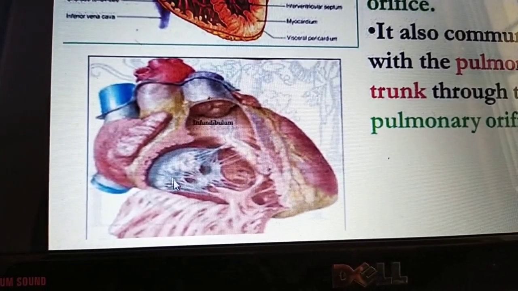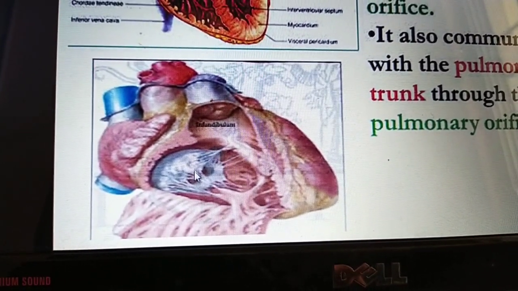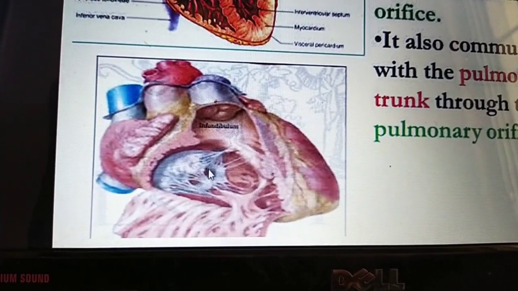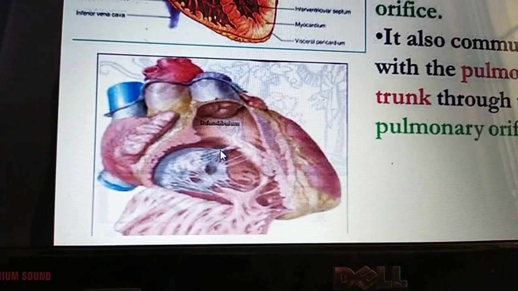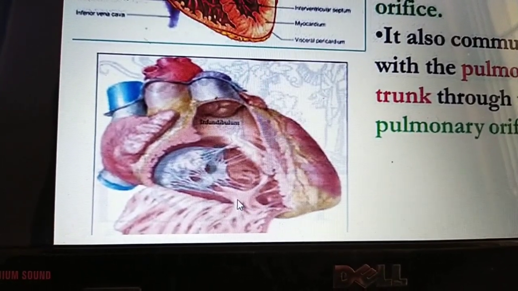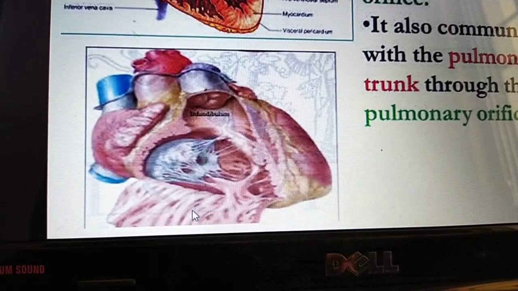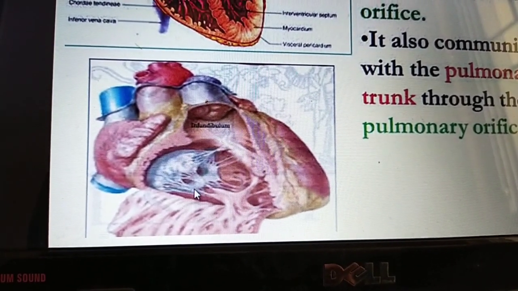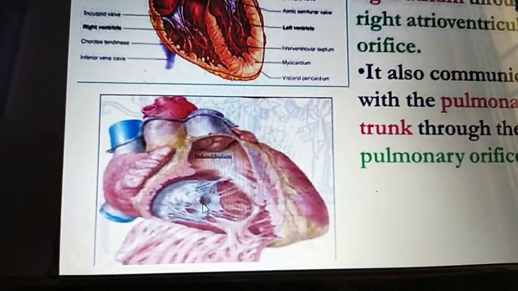In there you can see some structures. These are the valves, tricuspid valves or atrioventricular valves, chordae tendineae, papillary muscles, and trabeculae carneae. These are some structures we can explain in the next slides.